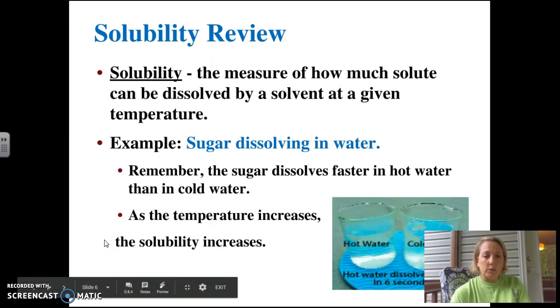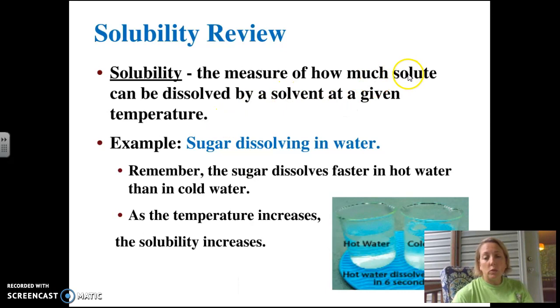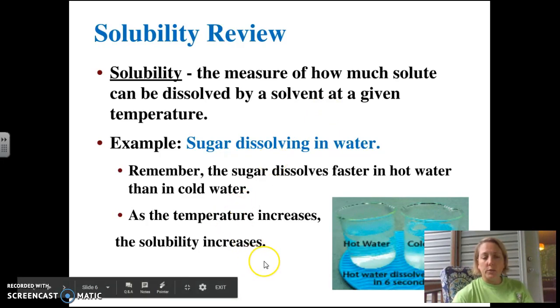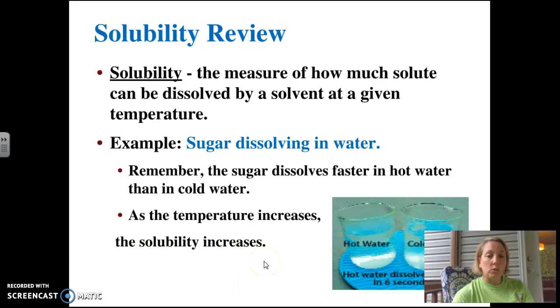Solubility review. You actually saw this in 6th grade. Solubility is the measure of how much solute can be dissolved by a solvent. So a solute could be salt, it could be sugar. The solvent in this case is going to be water. Example, sugar dissolving in water. Remember, the hotter the water, the faster it will dissolve. As temperature increases, so does solubility. Remember, solubility is unique to each element on the periodic table or compound. So water has a very unique solubility.